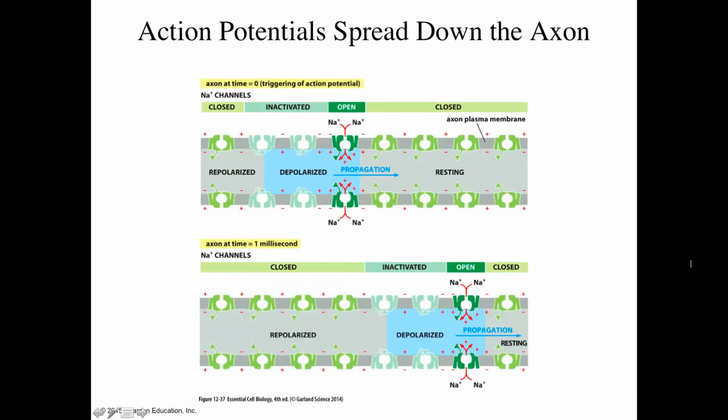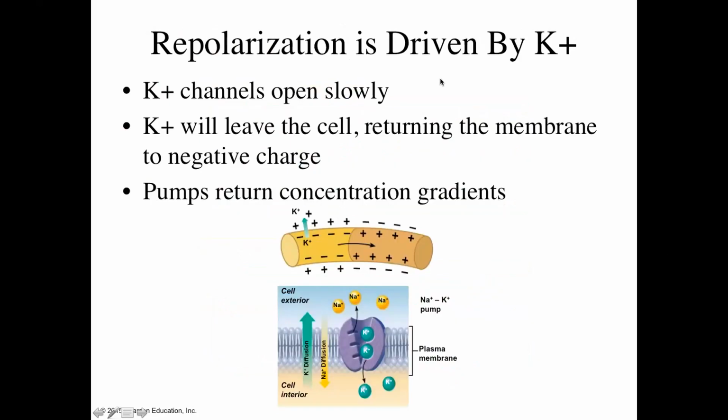So number 4 here is a repolarization stage where we need to put the cell back to where it was. We need to bring the positive charge outside the cell and make the inside of the cell more negative. And that is driven by potassium. So potassium channels will open more slowly. Step 4, voltage-gated potassium channels open. And step 5, potassium will leave the cell, returning that membrane to negative on the inside, positive on the outside.